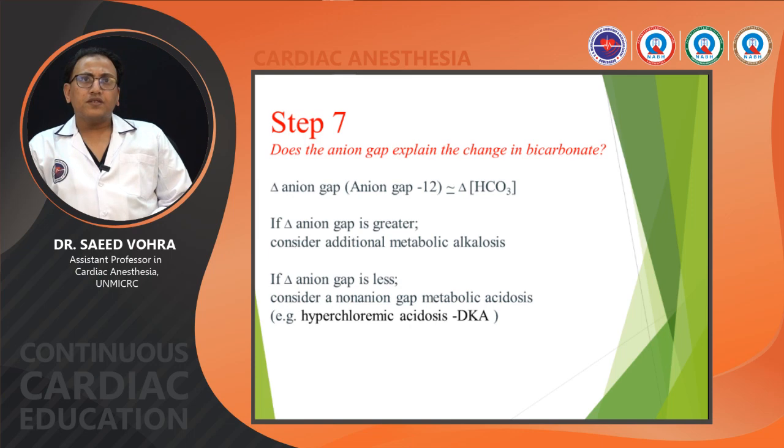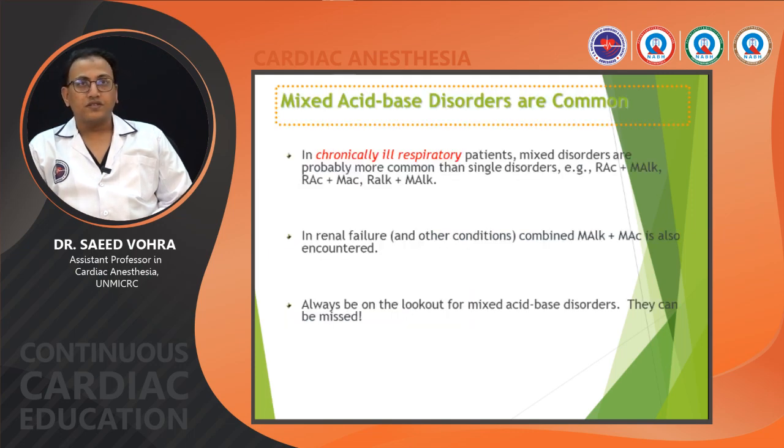Step 6 is to determine whether the anion gap explains the change in bicarbonate. The change in anion gap and the change in bicarbonate are more or less the same. If the change in anion gap is greater than the change in bicarbonate, consider additional metabolic alkalosis. If the change in anion gap is less than the change in bicarbonate, consider a non-anion gap metabolic acidosis like hyperchloremic acidosis or DKA in the early stage.